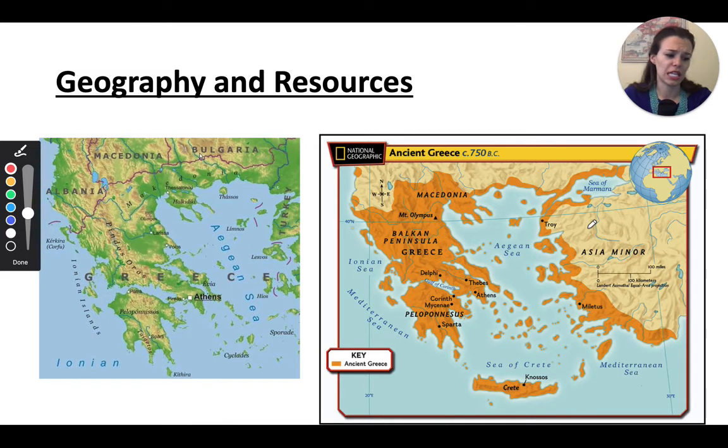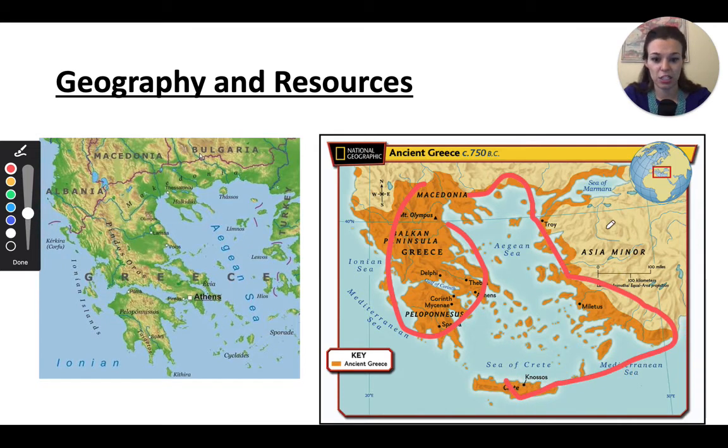It's really going to allow for migration and the transfer of crops, technology, and trade. So the Greek cultural area includes the Greek mainland, but it's also going to include all the islands and these parts of Asia Minor, aka the Anatolian Peninsula.